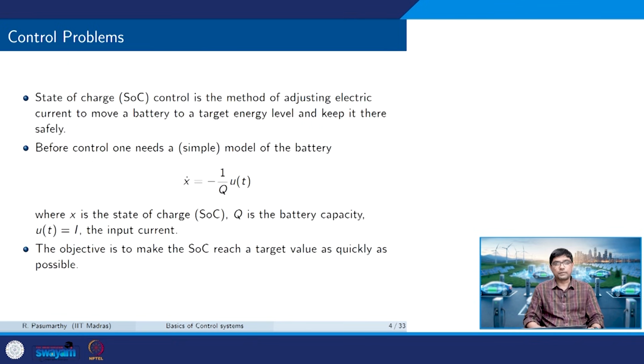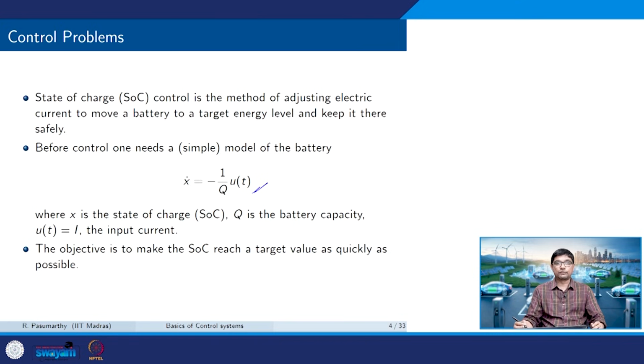As a simple example, this is a very small example, but it is good for us to motivate our case. State of charge control is a method of adjusting the electric current to move the battery to a target energy level and keep it there safely. It is almost like charging my cell phone battery, or charging my EV battery. Before control, I need a simple model of the battery. So, let me define X as the state of charge, Q as my battery capacity in mAh, and U as the input current. How fast or how slow the battery charges can be captured by the input current.